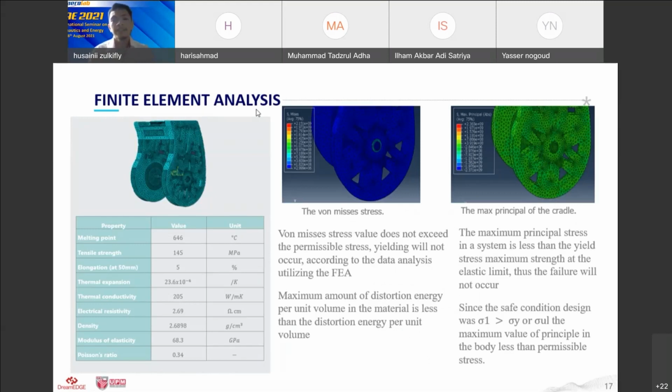result of the von Mises and the max principal. As the von Mises does not exceed the yield point for the bearing side, we assume that for the cradle itself, since the material properties are not quite far apart, it's okay since this is a preliminary design, so we can improve it more later. As for the max principal, it's a more realistic number where we also identify the yield strength since it is a thin plate.